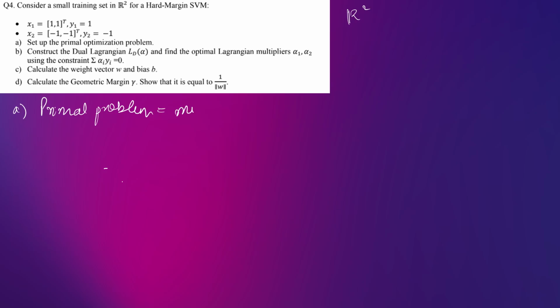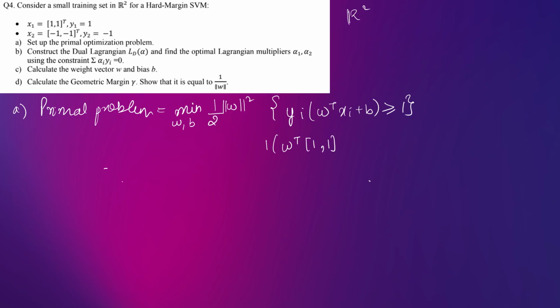will be equal to minimum of half of W square, such that yi into w transpose xi plus b is always greater than equal to 1. First, for both the points, let's check if this condition is being fulfilled or not. First, x1 and y1 will put their values. So yi is 1. Your xi is basically 1, comma 1 plus b is greater than equal to 1.